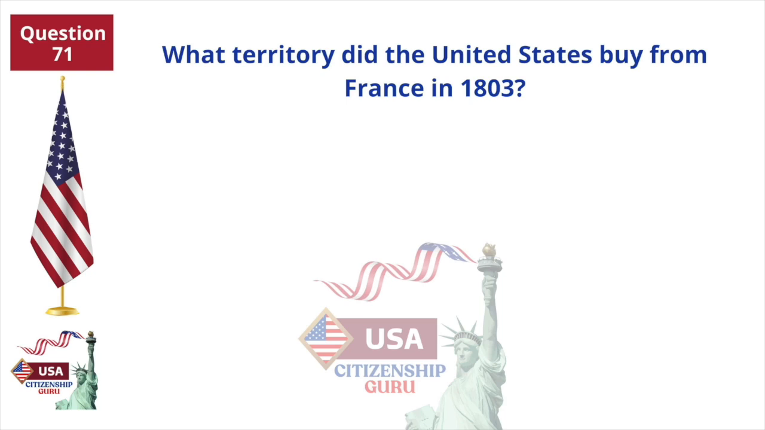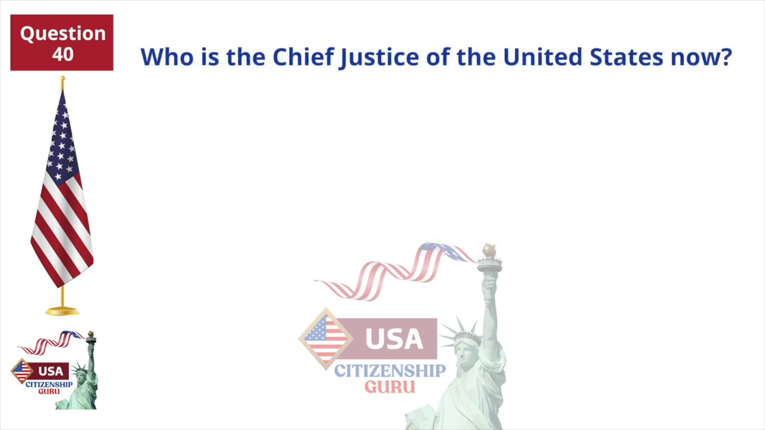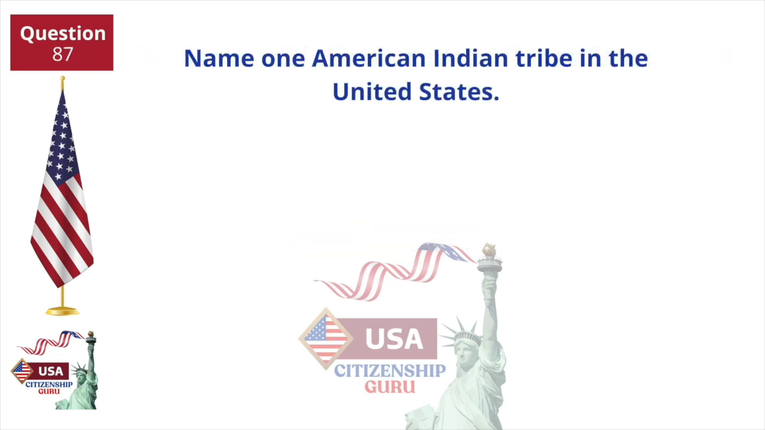What territory did the United States buy from France in 1803? The Louisiana Territory. Who is the Chief Justice of the United States now? John Roberts. Name one American Indian tribe in the United States. Cherokee.